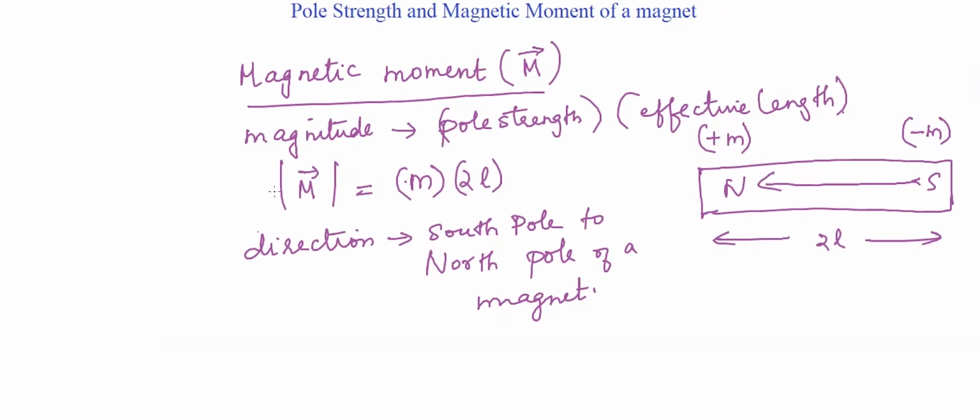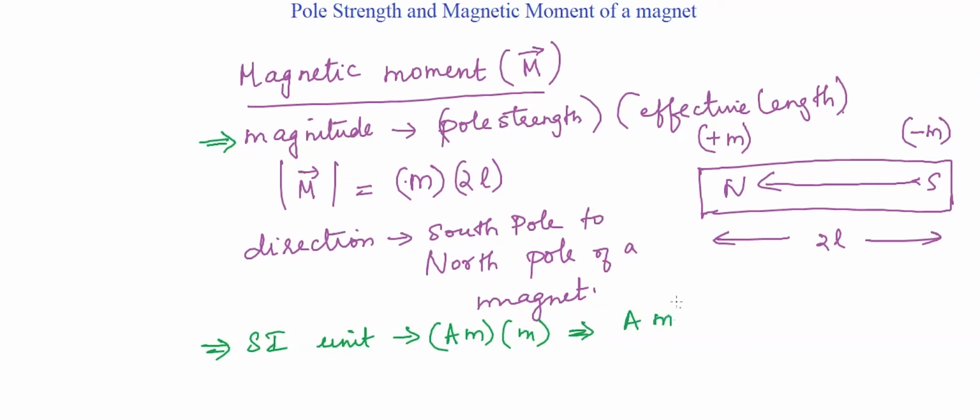Since we already know the formula for magnetic moment, we can find out the SI unit. The SI unit of pole strength, as we already discussed, is the ampere meter. And effective length is represented by meter. So what is the SI unit of magnetic moment? It is ampere meter square.